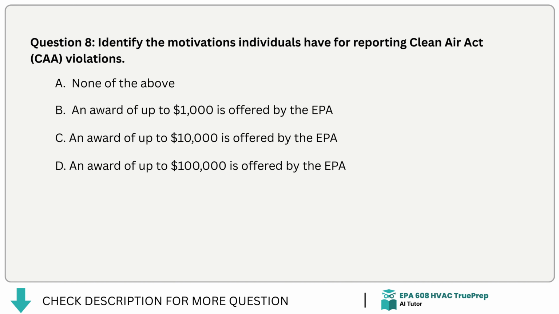Question 8. Identify the motivations individuals have for reporting Clean Air Act violations. A. None of the above. B. An award of up to $1,000 is offered by the EPA. C. An award of up to $10,000 is offered by the EPA. D. An award of up to $100,000 is offered by the EPA. The correct answer is C. An award of up to $10,000 is offered by the EPA.